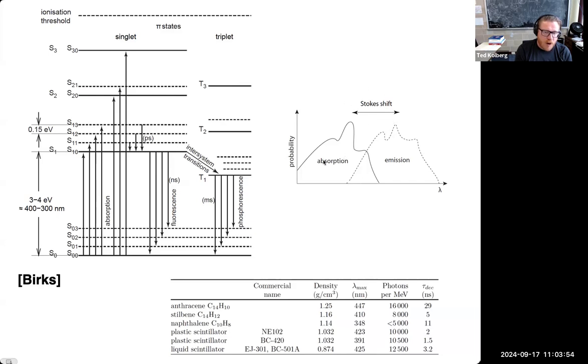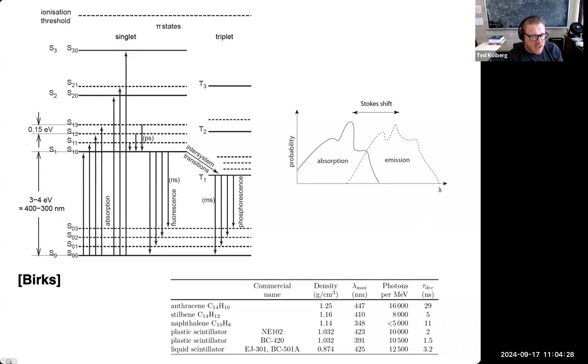That is, the probability of absorption versus the probability of emission are separated from one another by various effects happening in the material. And that makes it a good material for doing experiments, because the light that is produced, instead of being immediately reabsorbed by the next molecule in the line, will propagate for quite a distance before being absorbed. And a lot of these materials are plastics. And plastics are a fantastic material to build experiments out of.